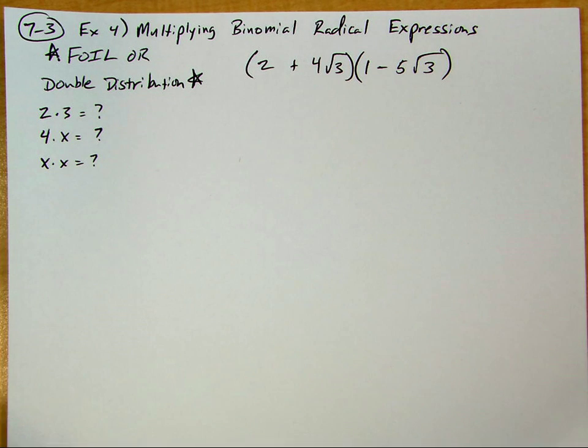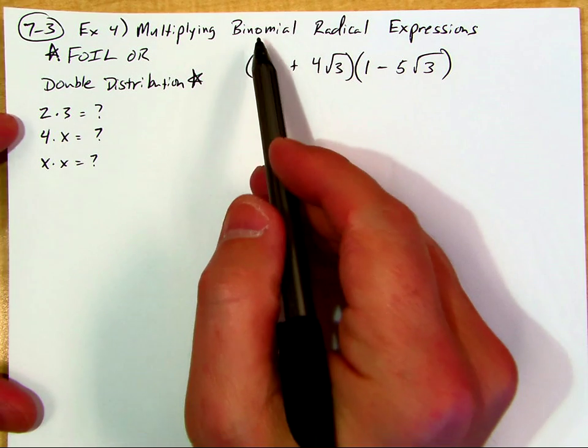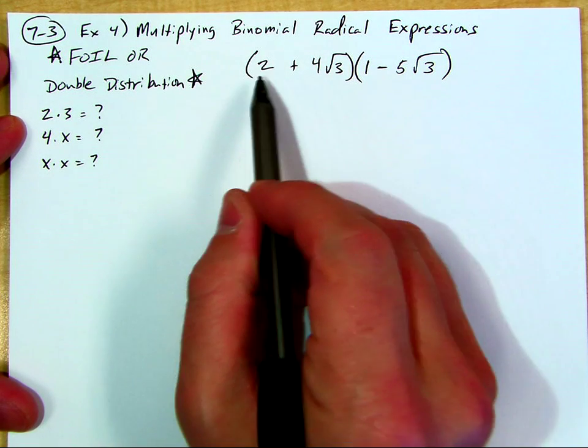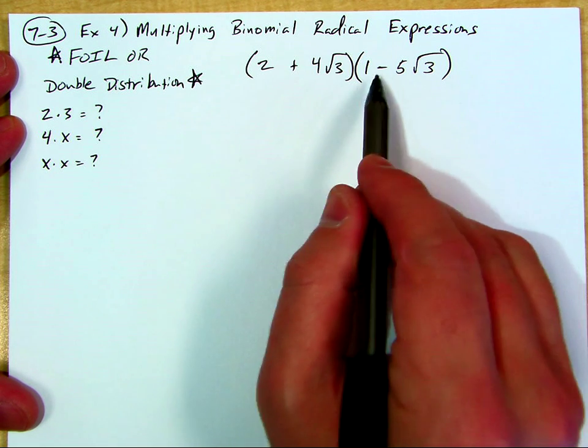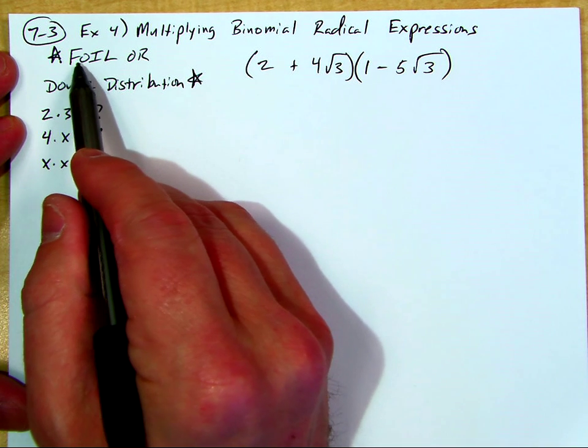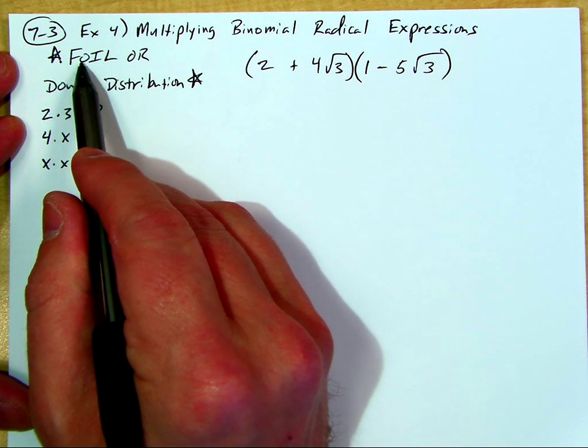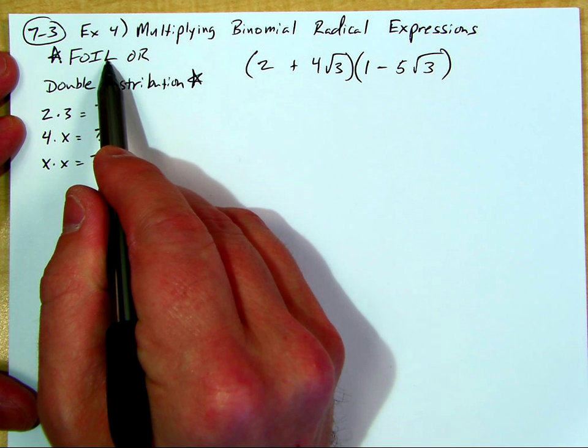Okay, here is 7-3, example 4. We're going to be multiplying binomial radical expressions. Now, binomials are two terms in parentheses like both of these. And whenever you have a 2 by 2, we always want to be thinking of FOIL. FOIL stands for first, outside, inside, last.